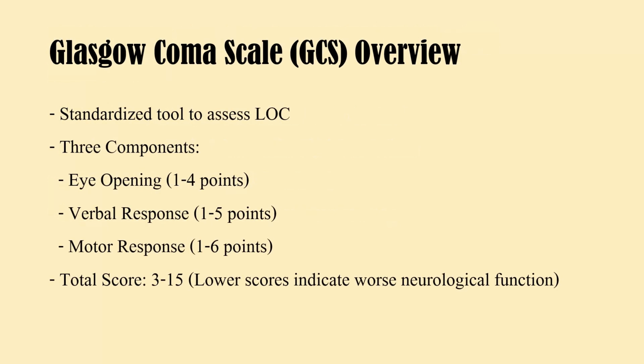The Glasgow Coma Scale, or GCS, is a standardized tool for assessing level of consciousness. It consists of three components: eye opening, verbal response, and motor response. Each category is assigned a numerical value, and the total score ranges from 3 to 15. A lower score indicates more severe neurological impairment.